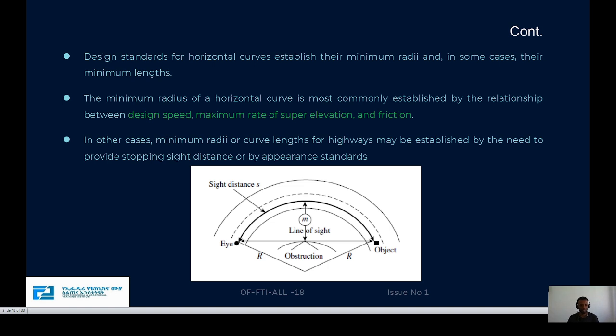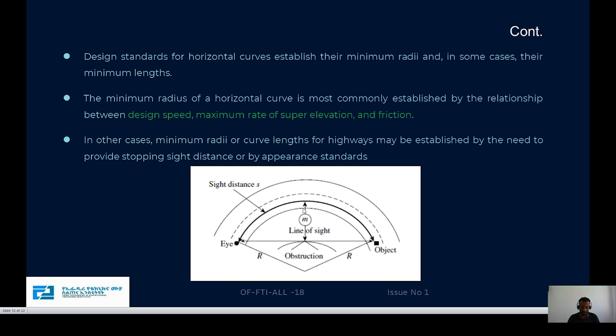The design standards for horizontal curves establish a minimum radius. This minimum radius is related by r minimum equals v squared over 127 times the bracket e plus f. So the minimum radius of a horizontal curve is related to the speed, super elevation, and friction.